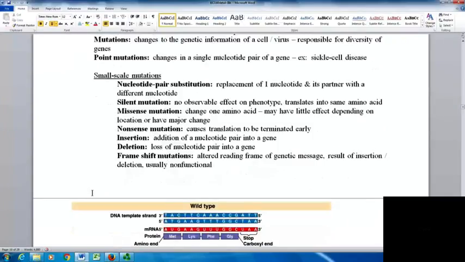With the nucleotide pair substitution, you replace one of the nucleotides and its partner with a different nucleotide. This can result in a silent mutation, which has no observable effect on the phenotype. It's going to translate into the same amino acid, so you'll end up with the same protein. With a missense mutation, you change one of the amino acids. It may have little effect or a major change. Sickle cell anemia is actually the result of changing just one base pair, which changes one of the amino acids, and the red blood cells will become sickle-shaped. With a nonsense mutation, it's going to cause translation to stop early.